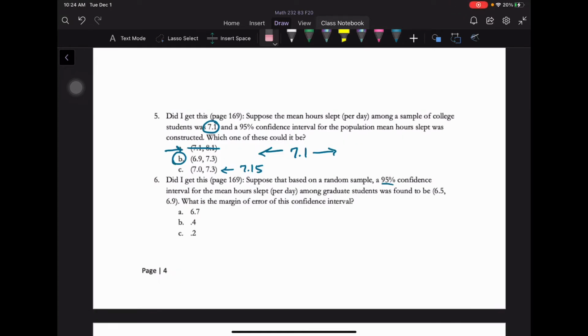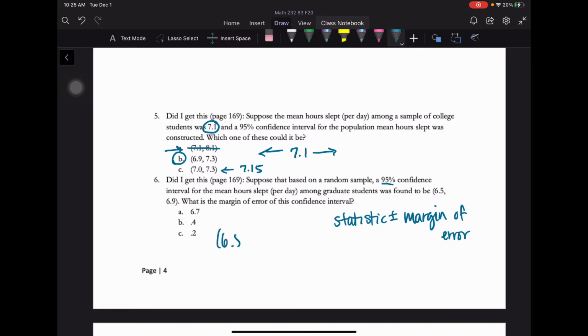Question 6, Did I Get This? Says, suppose that based on a random sample, a 95% confidence interval among graduate students was found to be 6.5 to 6.9. What is the margin of error of this confidence interval? Well, remember, if we're talking about confidence intervals, we have our statistic plus or minus the margin of error. So whatever's in the middle plus or minus the margin of error is what gives us the lower limit and the upper limit.